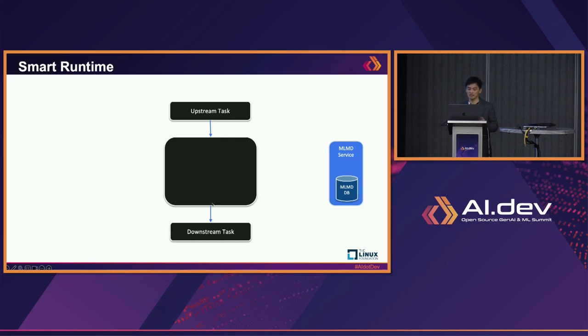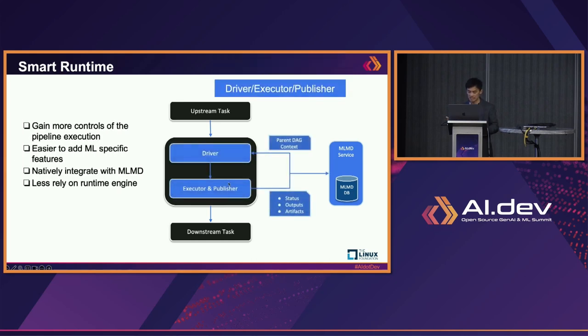Earlier in V1, when we ran these components, we directly relied on the underlying engine. We just put that task to Argo or to Tekton, and it would run it for us, because the MLMD ran asynchronously and collected the information separately. But here, we try to have the task directly push the input and the output to MLMD. So we introduce another mechanism we call smart runtime. It's a driver, executor, and publisher wrapper.